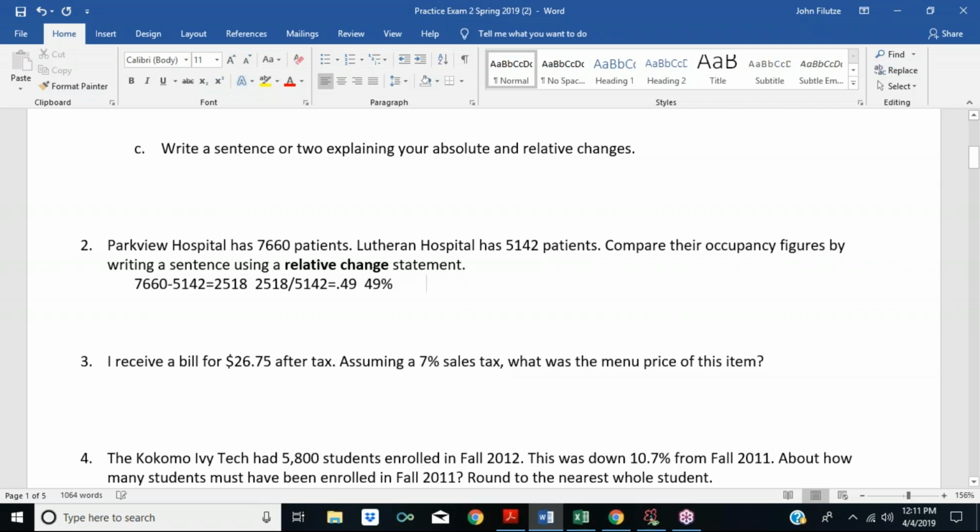Now, if we were doing it the other way, do you think Lutheran has 49% fewer patients than Parkview? What do you think? Parkview has 49% more patients than Lutheran. Does Lutheran have 49% less patients than Parkview? And the answer is no, right? Because we're going to divide by a different number. So this time, if we subtract, we're doing 5142 minus 7660, and we get negative 2518. Then we take the negative 2518 and divide it by 7660, because Parkview is the old number in this case. And that decimal is negative 0.329, I think.